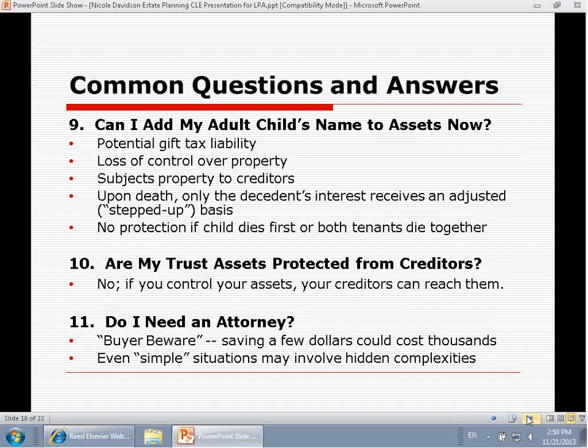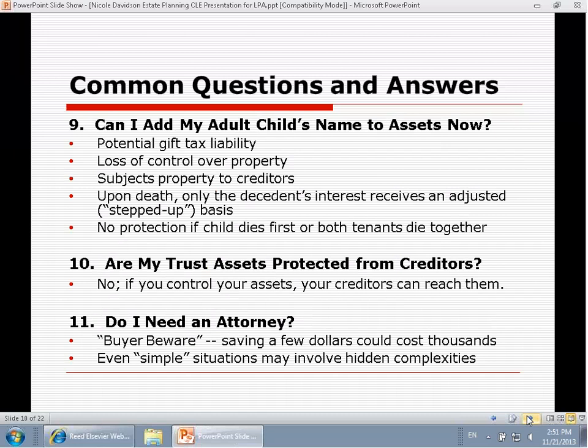Number 9, can I add my adult child's name now? I do see people doing what I call informal estate planning. They've come up with a solution of, well, I'll just add my child's name to property now, and then I won't have to worry about how it will be managed for me and how it will eventually pass to them.